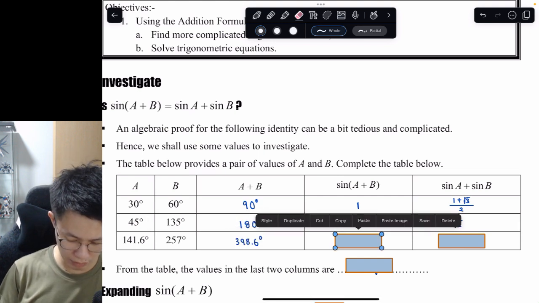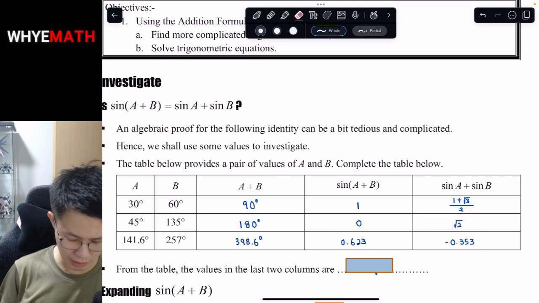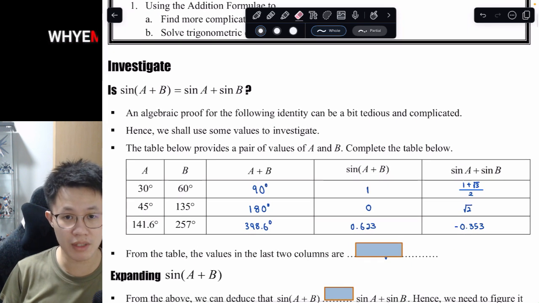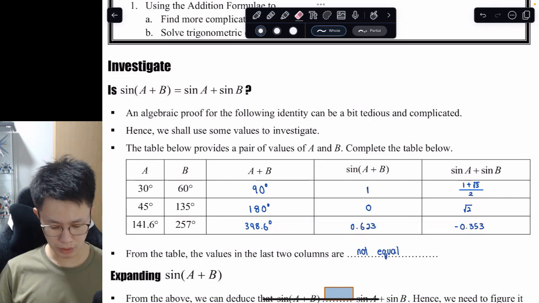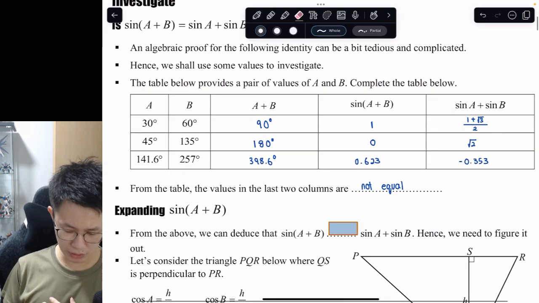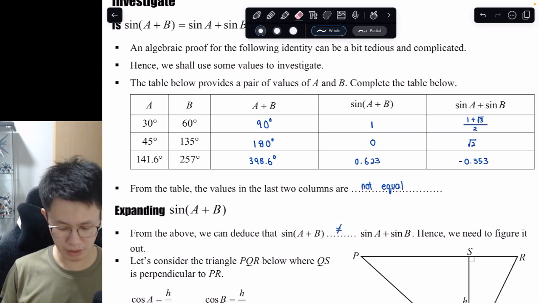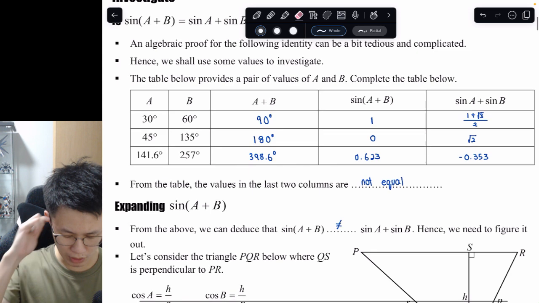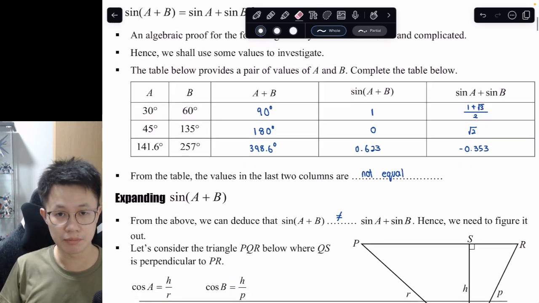We can also do that for any other angles that you add up together, and we realize that the values in the last two columns are not equal. So since they are not equal, we cannot deduce that sine of A plus B is equal. So it is definitely not equal to sine A plus sine B, and hence we need to figure out what is sine of A plus B.